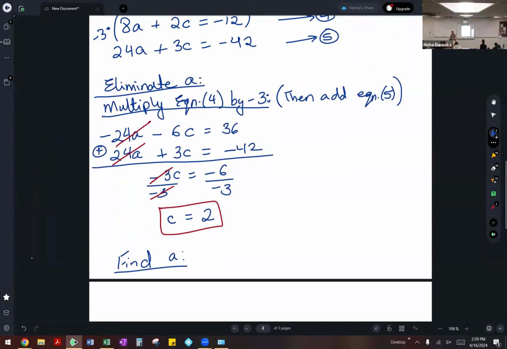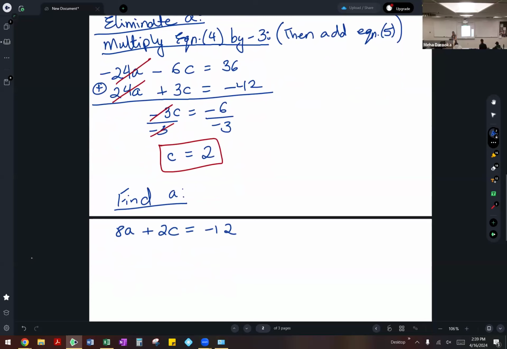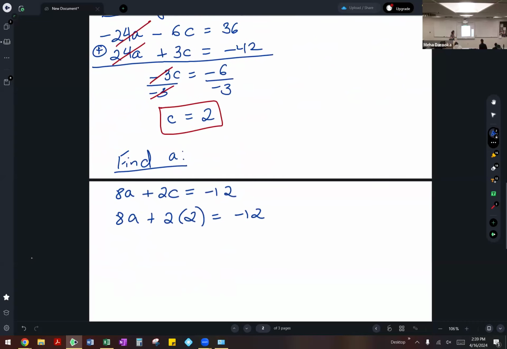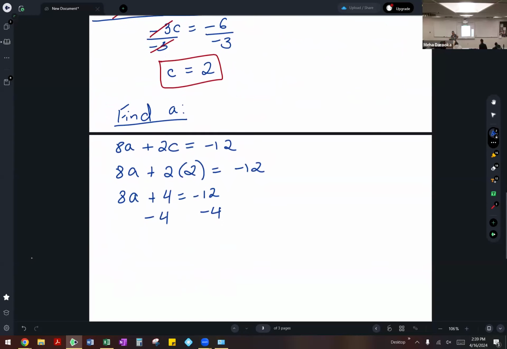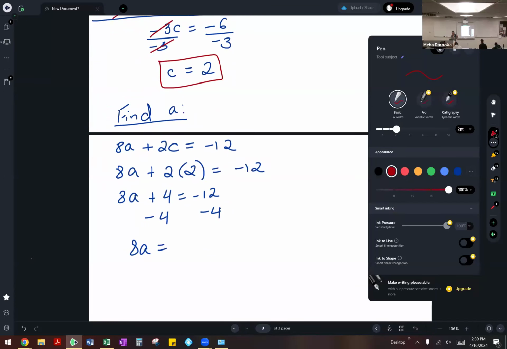All right, so to find A, like I said, we're going to be using equation 4, so that was 8A plus 2C equals negative 12. And then, of course, our C value came out to be the number 2. So plug that in, and what does the A come out to be? Do we have an answer? Negative 2. Okay, let's see.